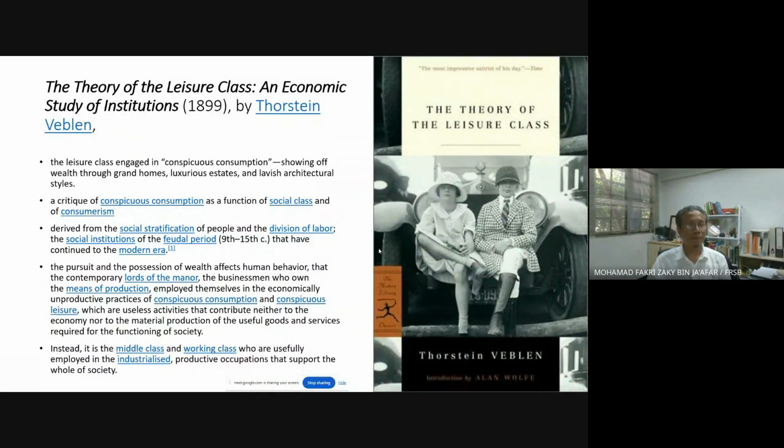So Veblen critiqued the habits of these people. Since they don't really have to work anymore, they need to focus their energy on something else.